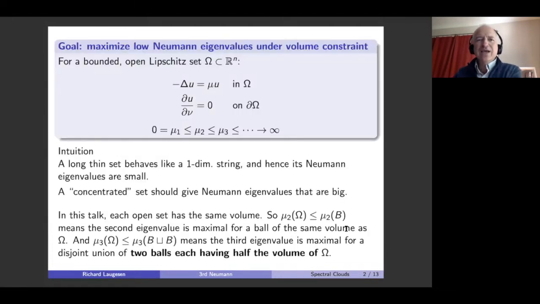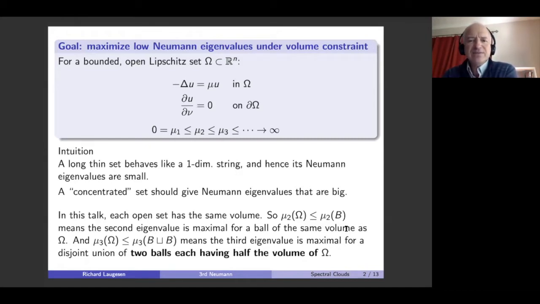Here we go. Good. So the goal: to maximize low Neumann eigenvalues under a volume constraint. So throughout the talk, we're going to be constraining the volume of the set, and whether the maximizer is one ball or two balls. In every case, the competing sets all have the same volume. And Lipschitz, just so that the spectrum is discrete and we can use the variational principle, the boundary regularity otherwise does not come into it for us.